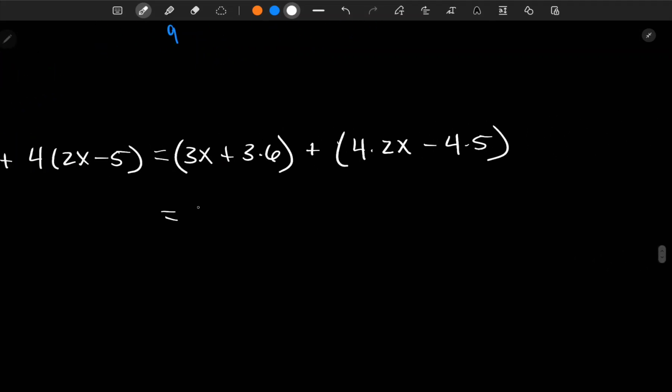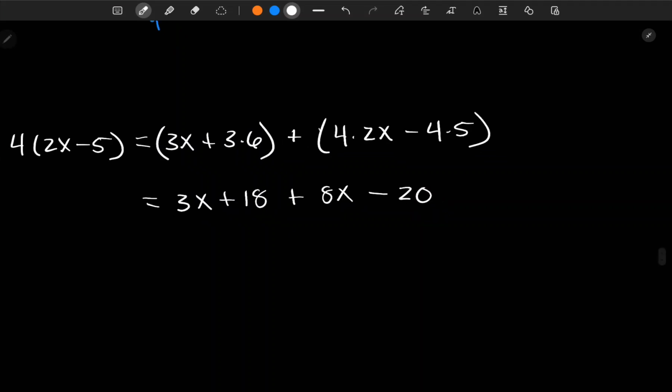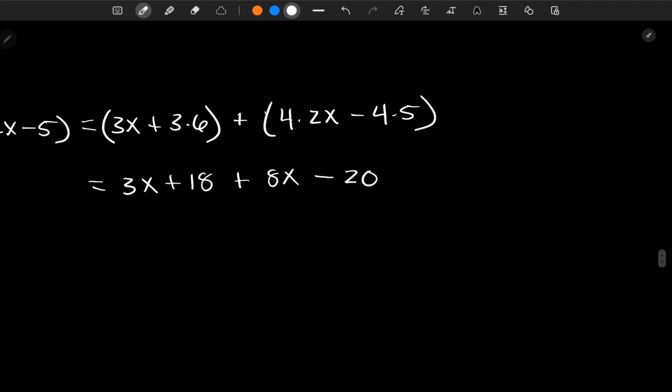Then this becomes 3x plus, well, 6 times 3 is 18, plus 4 times 2, that's 8, so plus 8x minus 4 times 5, which is 20, so minus 20. Then the terms with x's we can combine, and the terms without x's we can combine. So the terms with x's is 3x plus 8x, so that becomes 11x. And then we have 18 minus 20, which is negative 2. So it would be 11x minus 2.